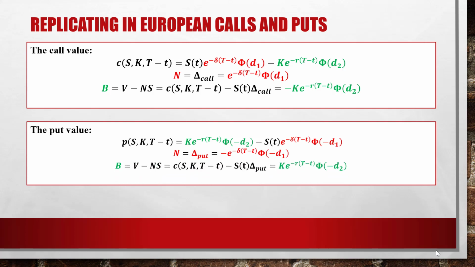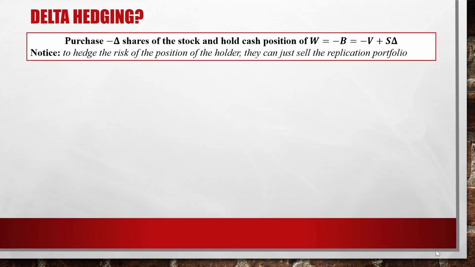And similarly, once delta is given, when n is given, we can find b by subtraction. So that's how we find n and b for the replicating portfolio in European calls and puts. Now if we consider delta hedging, delta hedging is a very special case of replicating a portfolio. So basically delta hedging here means we just have to purchase minus delta shares of the stock and hold a cash position for W equal to minus B, which is equal to minus V plus S times delta.